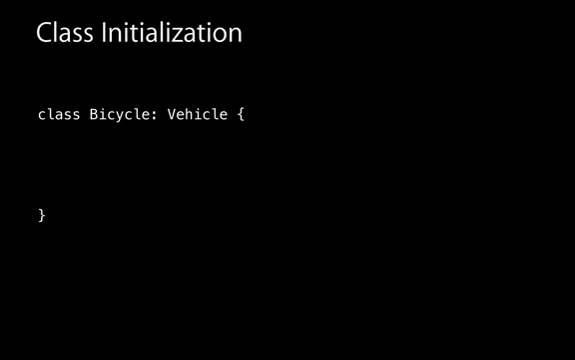Now, because we want bicycle to change the value of an inherited property, we do need to write an initializer. And this is how we do it. The init keyword followed by a pair of parentheses. And these can contain parameters, so you can use parameters to customize your initialization.